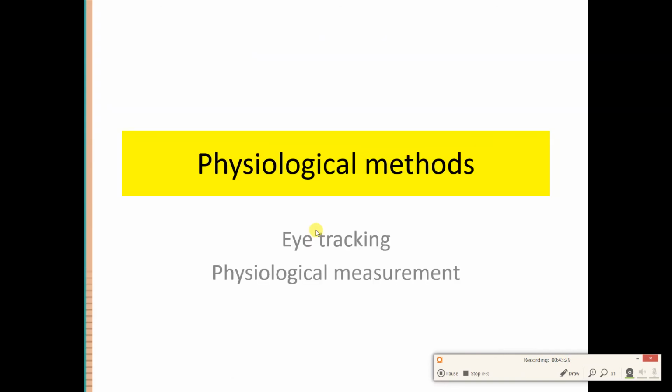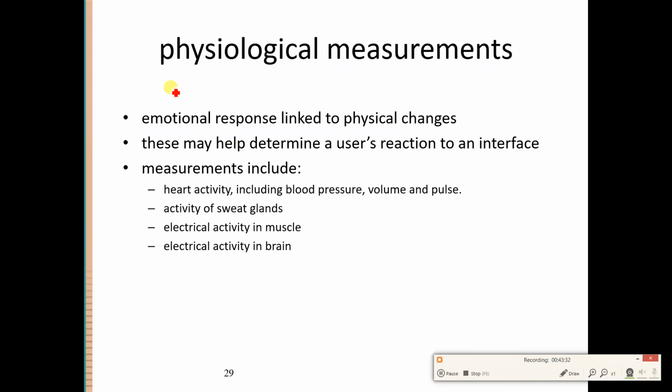In the psychological methods, the next is psychological measurement, more than one. Emotional response is linked to physical changes. When the user is using the system, there might be some emotions. The user is expressing some emotions, and we want to record them, because emotions can cause changes in the physical state of the body, or in some of the senses of the user. These may help determine the user's reaction to an interface.